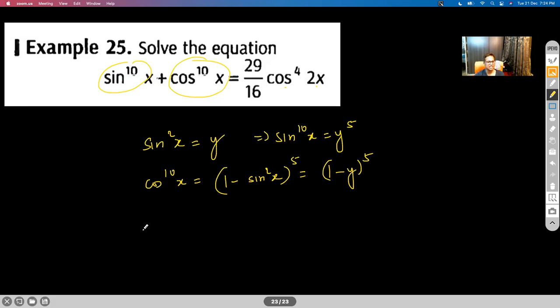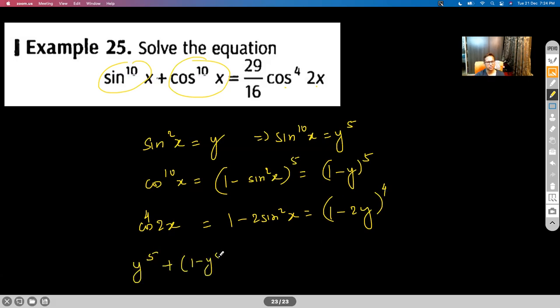And not only that, cos 2x is actually 1 minus 2 sine square x. So that also you can write as 1 minus 2y. Isn't it? So this to the power 4 can be written as (1 minus 2y) to the power of 4. Okay. So of course, you can write this whole thing as y to the power 5 times (1 minus y) to the power 5 equal to 29 by 16 times (1 minus 2y) to the power 4. Okay. Yes or no?